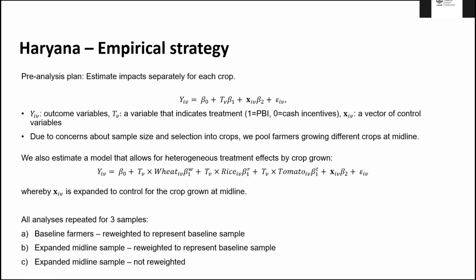And so the midline sample of baseline farmers are reweighted to make them representative of the baseline survey sample. Then we have the expanded midline sample, and we use those farmers, that sample, in 2 ways. So this includes both the baseline farmers and those additional 1,500 something farmers that we added in order to boost our sample size. So we have one specification with this expanded sample where we reweight them again to the baseline sample, because the baseline sample we know was balanced at baseline, was representative of the target group of interest.